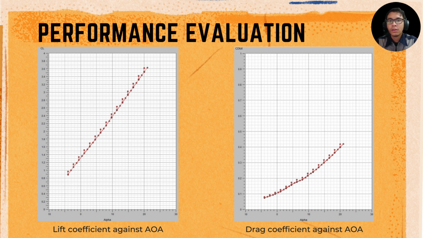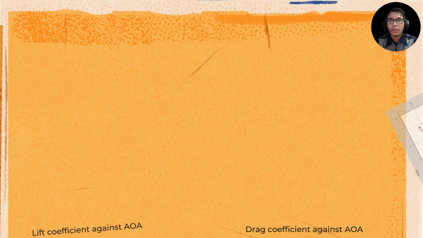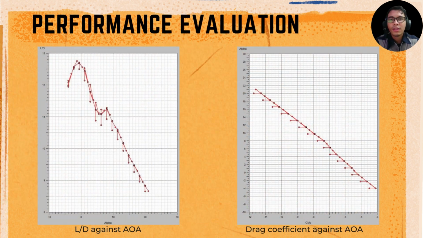Next, the drag coefficient versus angle of attack. The trend is increasing, where the drag coefficient is lower at lower angles of attack, but it increases rapidly at higher angles of attack. For the L over D versus angle of attack graph, the value shows an increasing trend and starts to decrease after reaching the maximum point, where the maximum is an L over D of 12.7 at an angle of attack of -1.